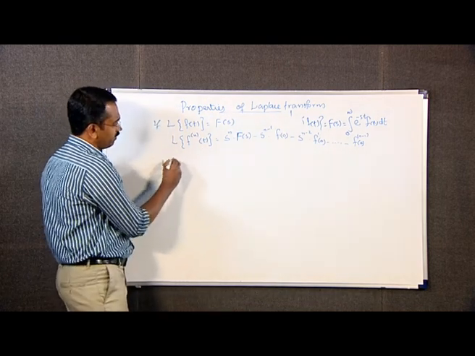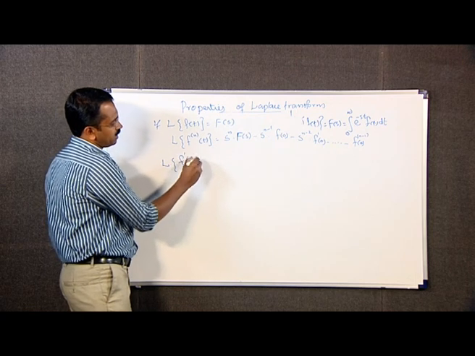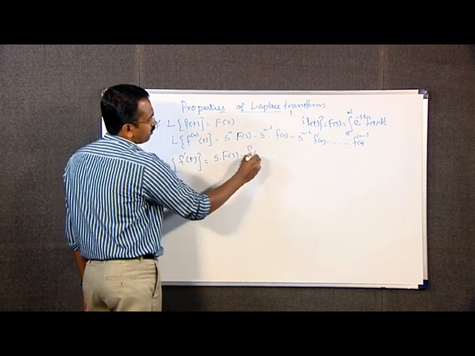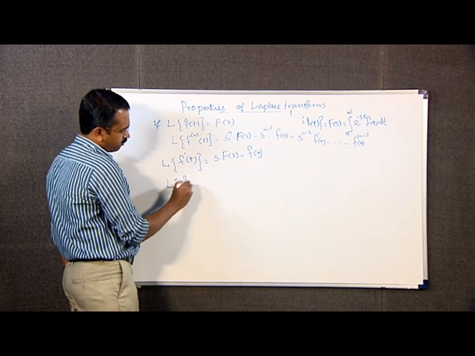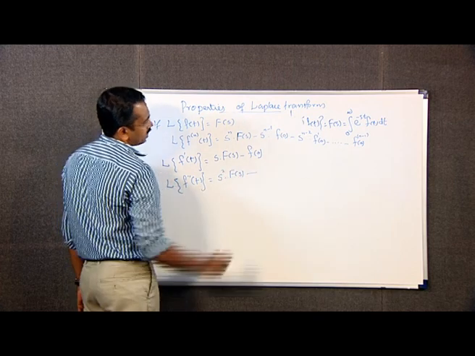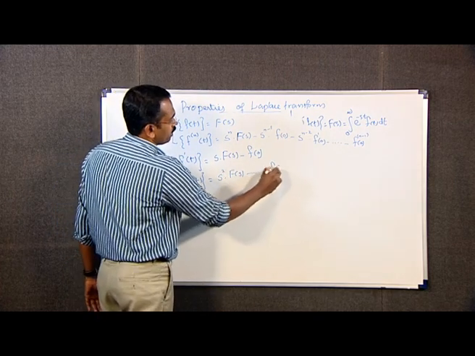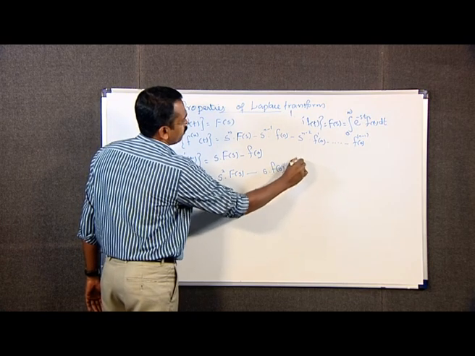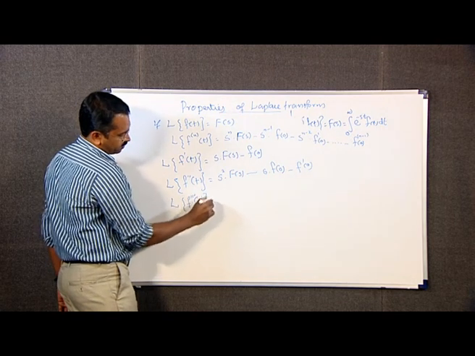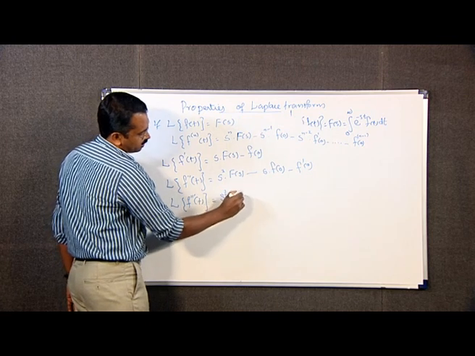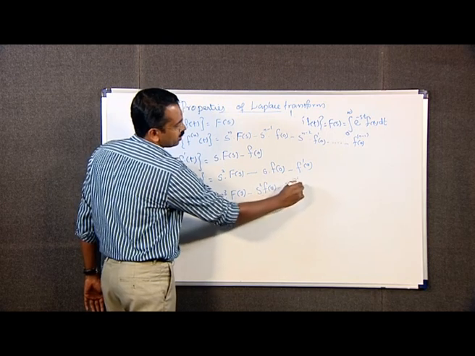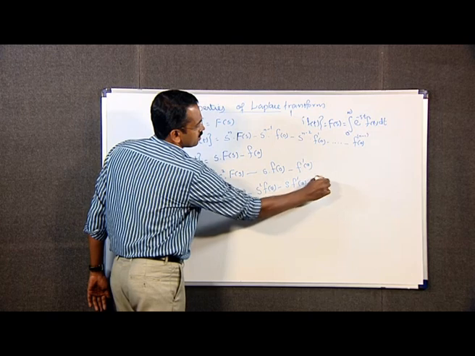In particular, we can write the Laplace transform of f dash of t is equal to s into F of s minus f of 0. The Laplace transform of f double dash of t is equal to s square into F of s minus s into f of 0 minus f dash at 0. The Laplace transform of the third derivative is equal to s cube into capital F of s minus s square into f of 0 minus s into f dash at 0 minus f double dash at 0.